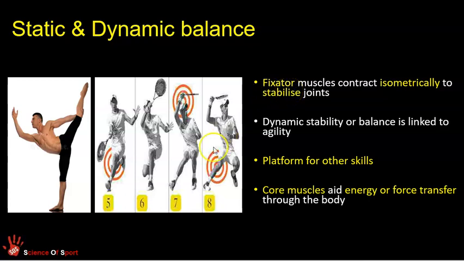They are contracting to keep this trunk section stabilised, controlled and balanced to support the athlete transferring force from their strong leg muscles pushing off the ground, to transfer the energy and the force through the body and up to the racket. So dynamic balance is a really important aspect of a lot of the sports where we're required to be moving whilst playing certain skills. Dynamic balance is the platform for other skills. It's what allows us to play other skills whilst being active, whilst moving.